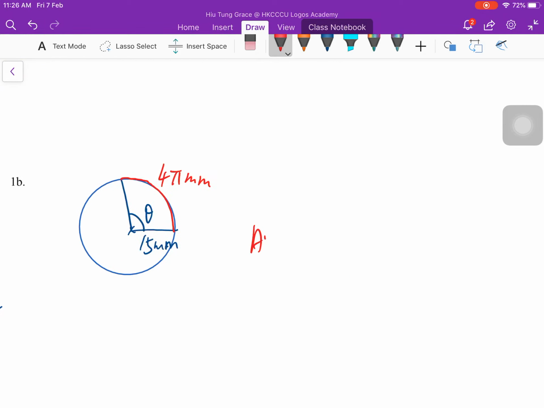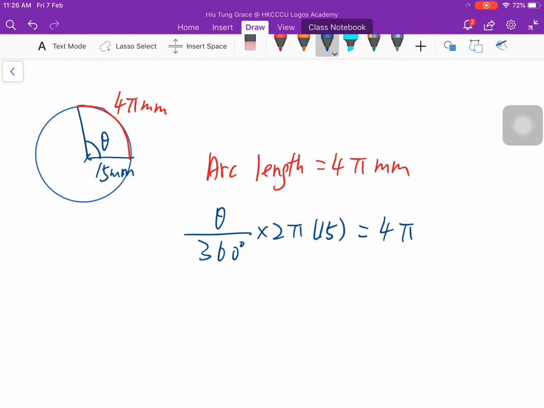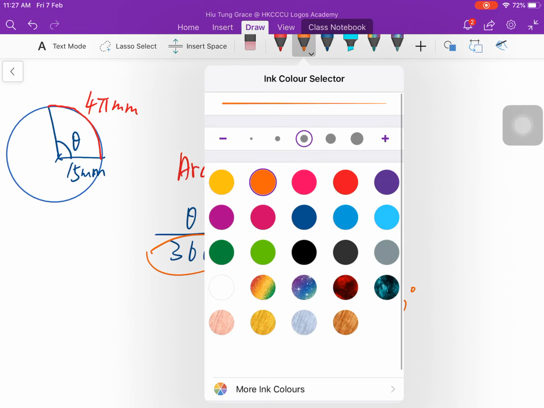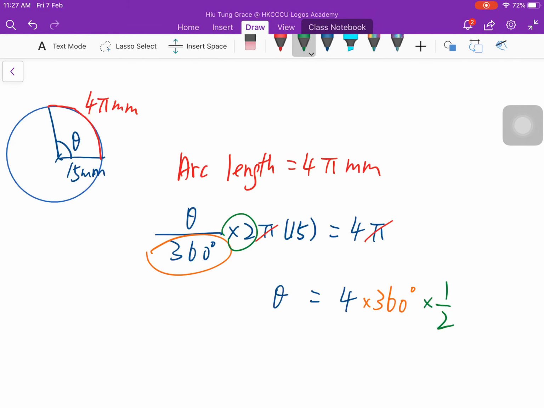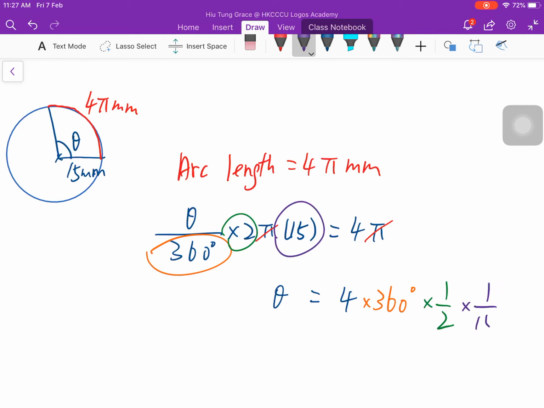So let's get started. The arc length in terms of theta is this. Again, to solve this equation, we remove pi on both sides, and then we want to find theta, right? First of all, remove 360 degrees, which is divided on the left hand side, so on the right hand side we multiply by 360 degrees. And then times 2, we multiply by 1/2. And times 15, we multiply by 1/15. So again, use calculator. We have the angle is 48 degrees.